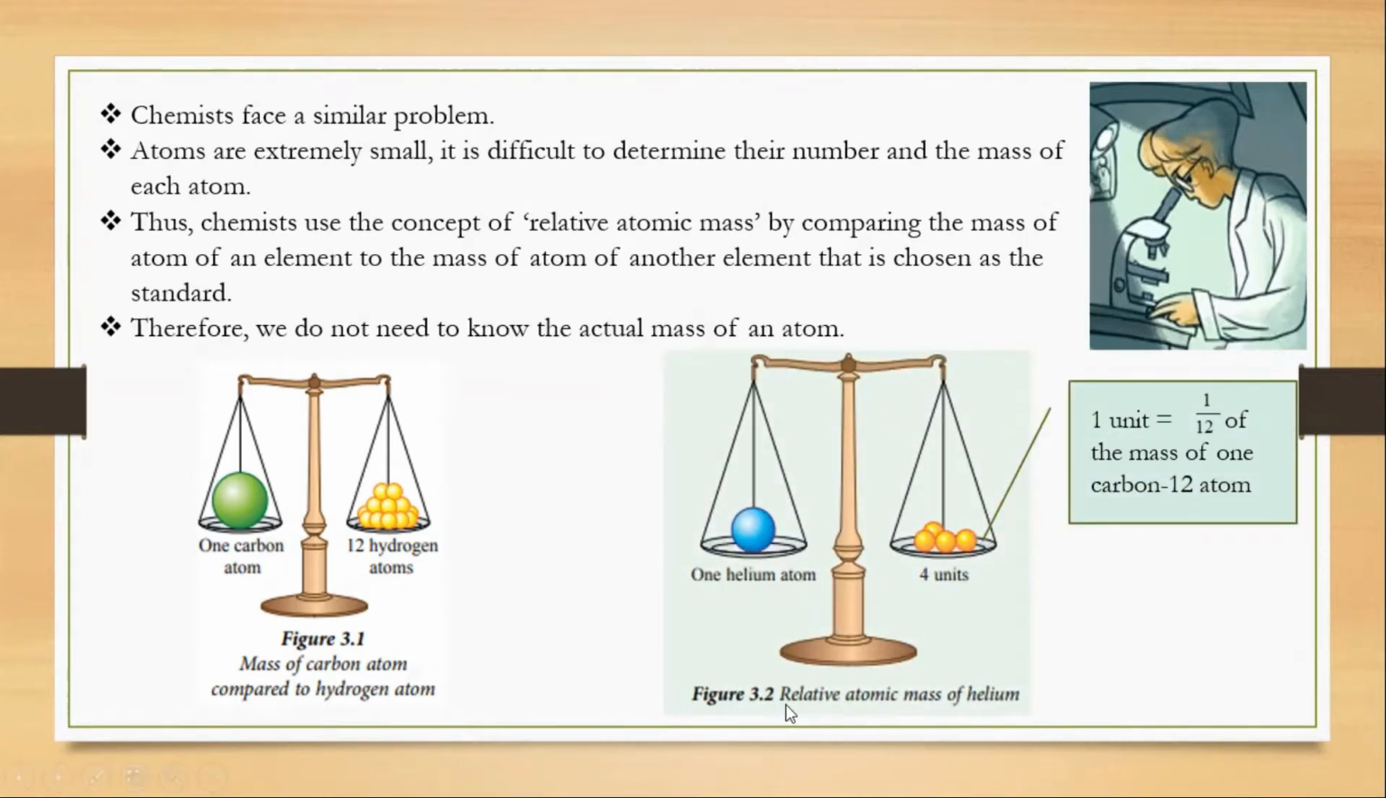Figure 3.2 showing relative atomic mass of helium. One helium atom equals 4 units. What does 4 units mean here? 1 unit equals 1/12 of the mass of one carbon-12 atom. We're going to learn this later. Therefore, we do not need to know the actual mass of an atom.